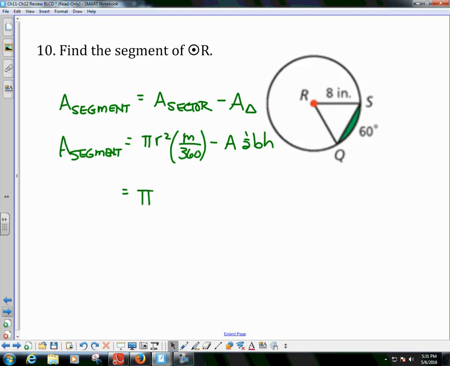Pi r squared. R is 8, so 8 squared is 64, and we have m over 360. So I'm going to say 60 over 360. And I'm going to erase this in a second. I look at 360 and I say 60 divided by 360 is 6. So I'm going to change this fraction to be 1/6. And honestly, I'm trying to reduce the amount of visual clutter. So I'm going to leave that the way it is. No, I'm not. 6 does not go evenly into 64, but I can reduce this. Both of these numbers are divisible by 2, so this becomes 32 over 3. So in the interest of space, I'm going to change this to 32 over 3.